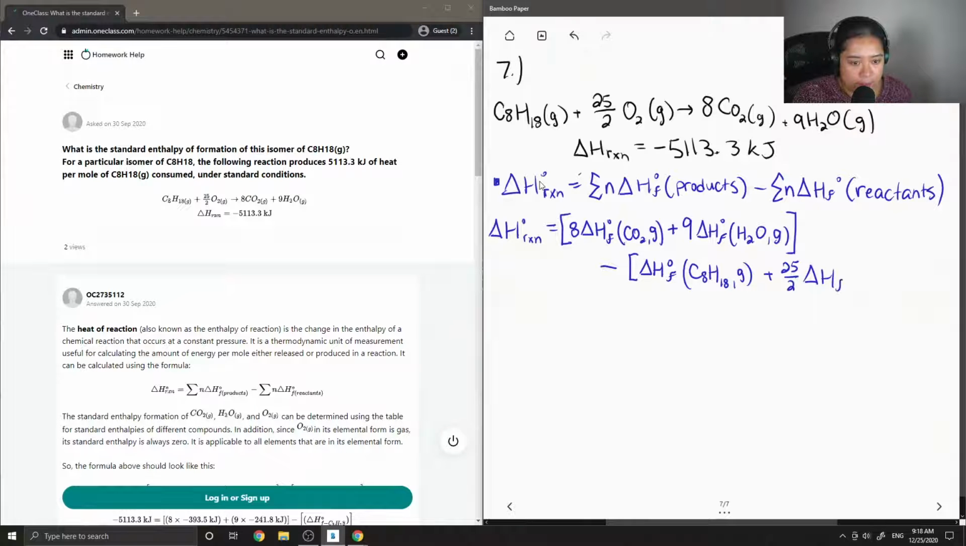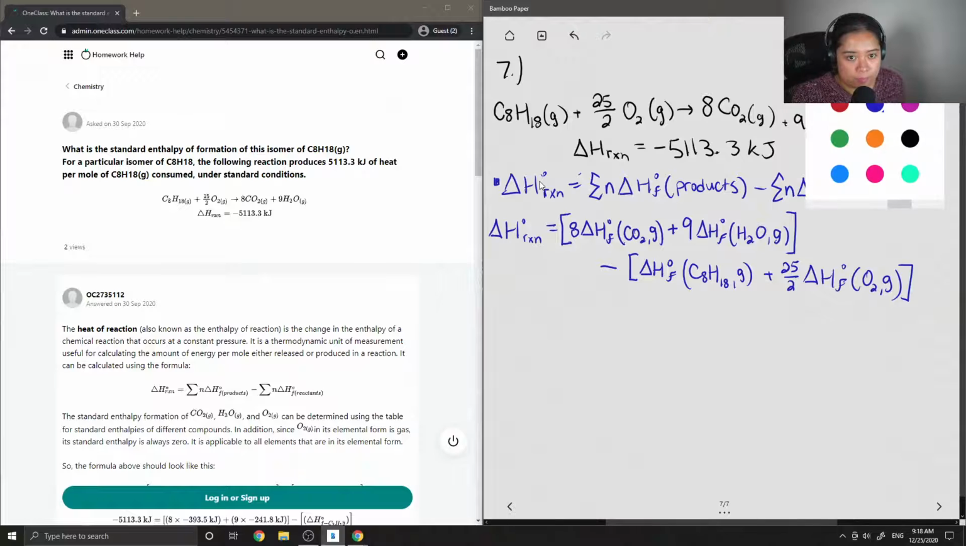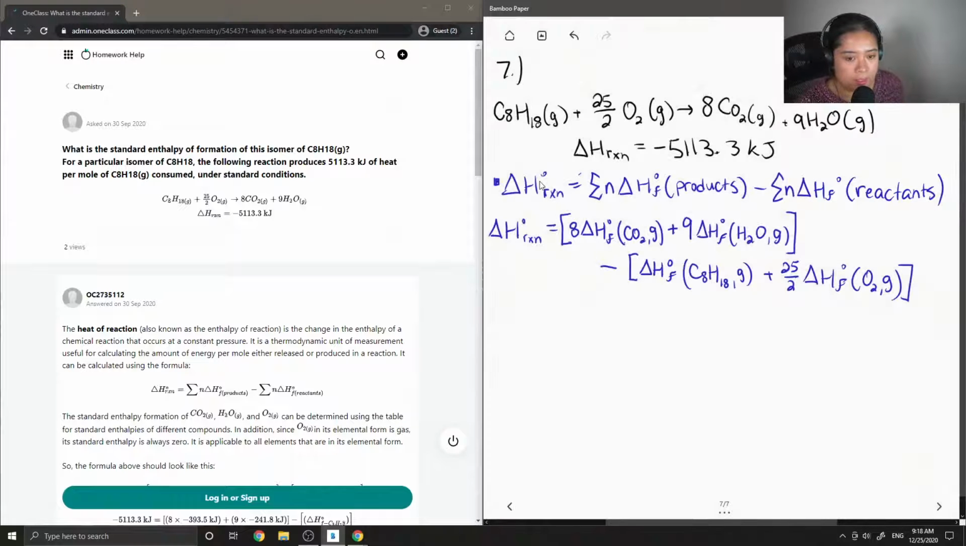Delta H of formation for oxygen. Okay, so when we have an element that's in its elemental state, such as oxygen, its delta H of formation value is 0. So I'm just going to cross out this whole part.